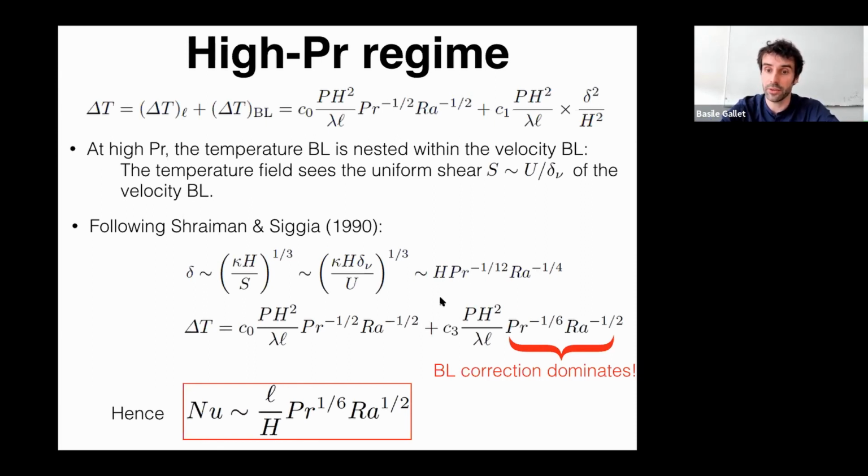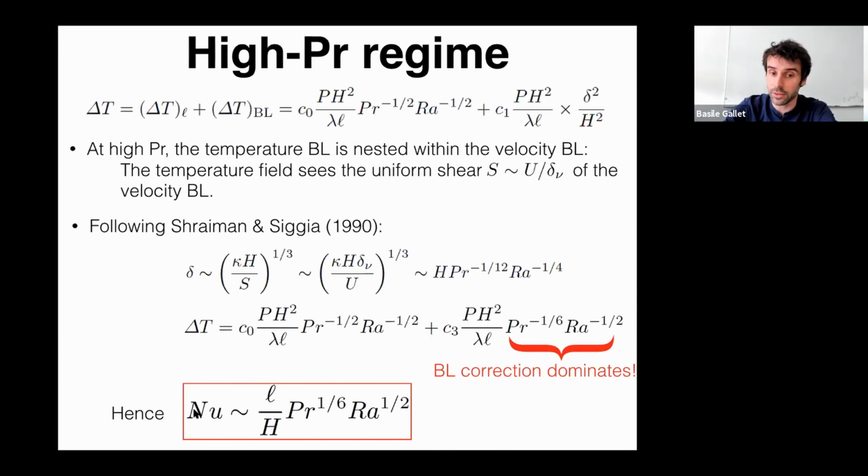If you insert that into the total delta T, you still have the value associated with the bulk roll model, and then you have the boundary layer correction, which scales as Prandtl to the -1/6, Rayleigh to the -1/2. So you can see that regardless of the value of Rayleigh, this correction will dominate in that case because we're considering high Prandtl number flows now. So for high Prandtl number fluids, the delta T will be governed by the boundary layers, but in a way that's different from a standard Rayleigh-Benard experiment.